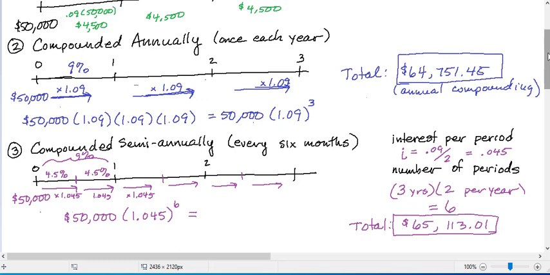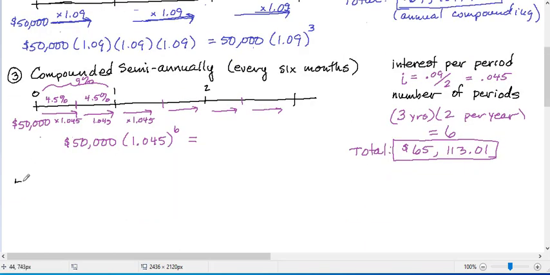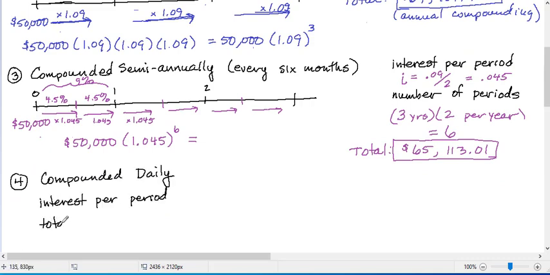However, there's kind of a law of diminishing returns. So let's do this one more time, and then we'll go to Excel. What if you compounded every day? I need to know the interest per period and the total number of periods. Interest per period will be 9%, that's for a whole year, but now you have to divide it into daily pieces, so that would be divided into 365 compoundings per year.